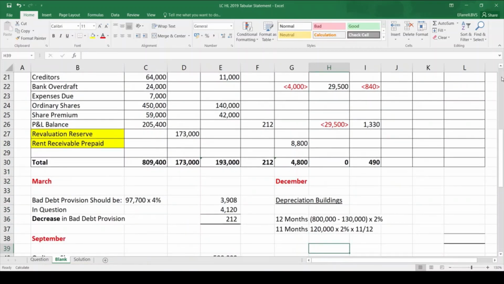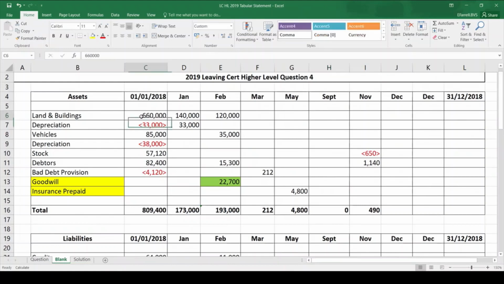Now, if I go back up and look at my buildings, the land and buildings was 660 to start. Then on the 1st of January, I got land and buildings for 140. And because that was on the 1st of January, they were revalued at the 1st, so there were 800,000 for the full year. And then at the start of February, I got additional buildings of 120,000, but I didn't have them for the full year. I only had them for 11 months.